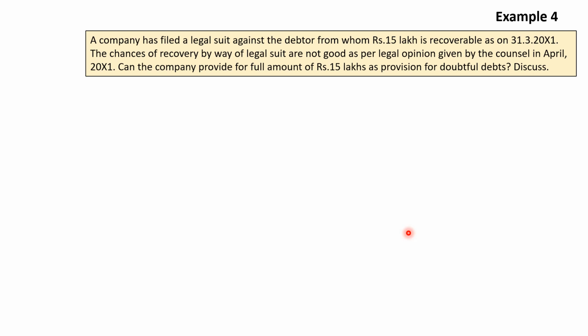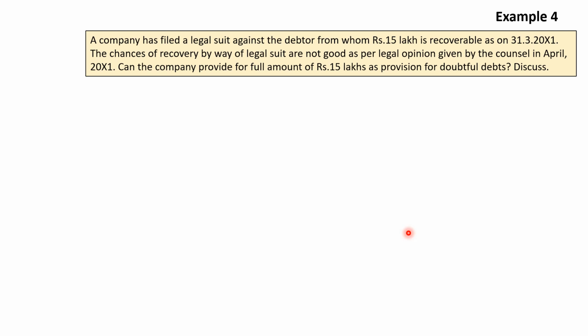Company has filed a legal suit against the debtor from whom 15 lakh rupees is recoverable on 31st March. So on 31st March, an amount of rupees 15 lakh is recoverable, and the company has already filed a case. So as on 31st March, it is already known that the case is going on. The chances of recovery by way of legal suit are not good, as per the legal opinion given by the counsel in April. In the month of April itself, the legal counsel, whoever is your lawyer, is telling me that probably your case is not going to stand in the court of law and you may lose the claim of rupees 15 lakh. Can the company provide for the full amount of rupees 15 lakh as a provision for doubtful debt?